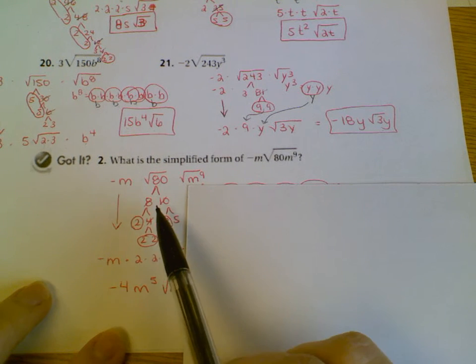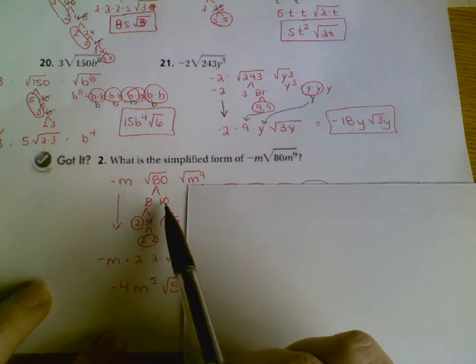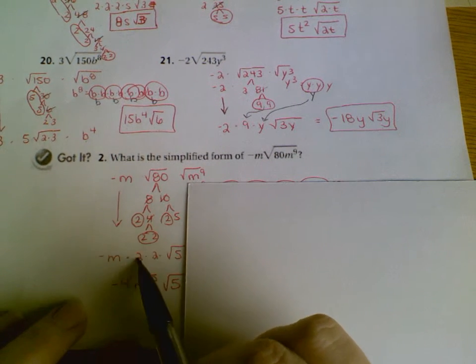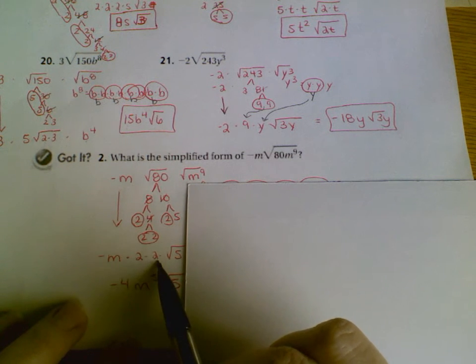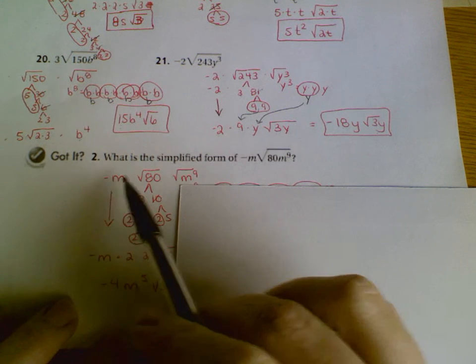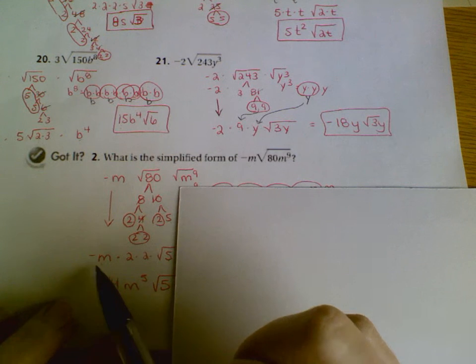So I did 8 and 10, and then 2 and 4, 4 splits into 2 and 2, 10 splits into 2 and 5. So then I circled my pair, so I had 2 2's that came out, from this pair and this pair, and then I had a 5 still underneath my radical sign. This -m was from the beginning, so I just brought it straight down so I wouldn't forget about it.